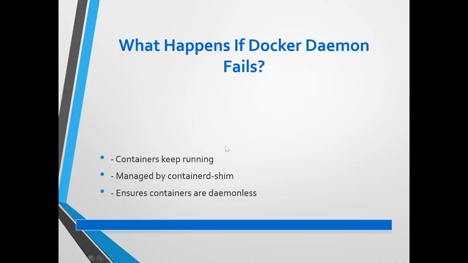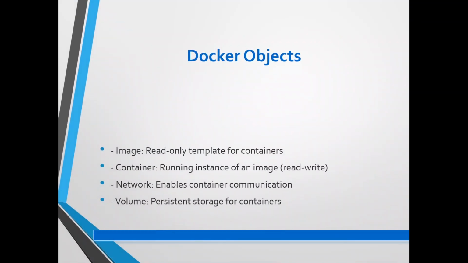Next, we'll see what are Docker objects. Docker works with four primary objects. You can see here you have image, container, network, and volume. These are the four primary objects of Docker. Image is a read-only template, an OS or app, used to create containers. Next, container is a running instance of an image. It's read-write. Next comes network. It allows containers to communicate with each other and the outside world. And after that, volume. It provides persistent storage for containers, and that data survives when the container restarts.